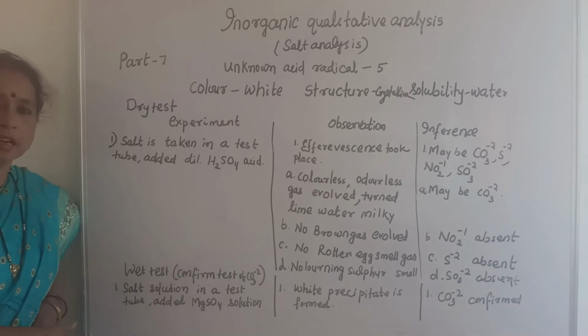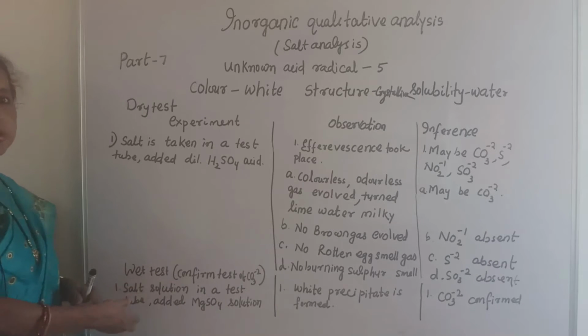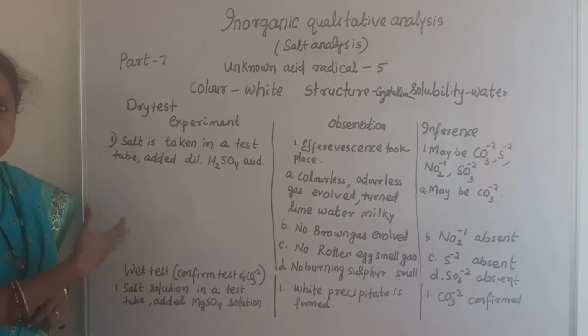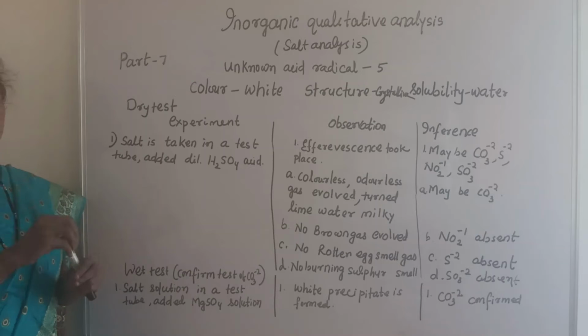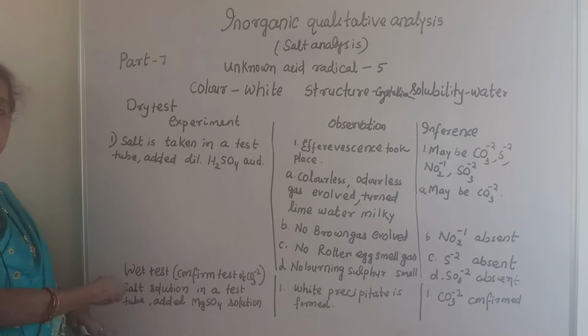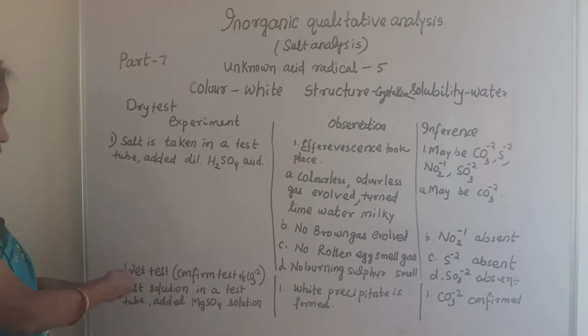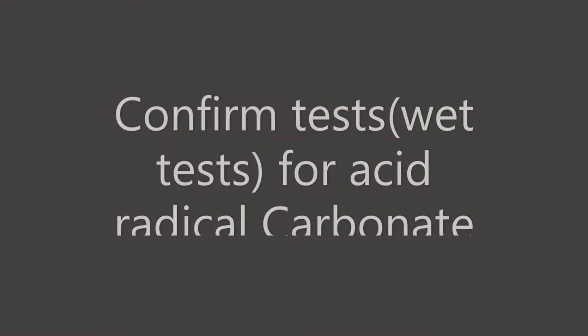So you do the confirmatory test. Yes, I have done the confirmatory test: to the salt solution in a test tube, magnesium sulfate solution is added. A white precipitate is formed. It indicates that carbonate is confirmed present. After that you will see other confirmatory tests, other wet tests of carbonate, wherever we can prove it.